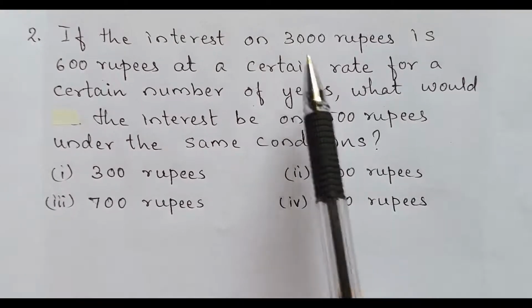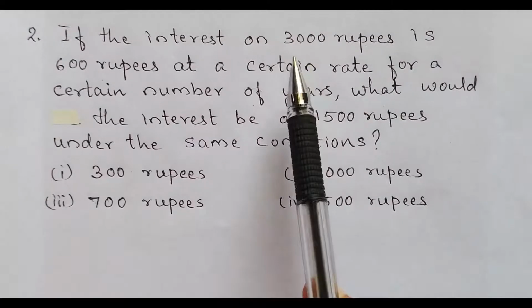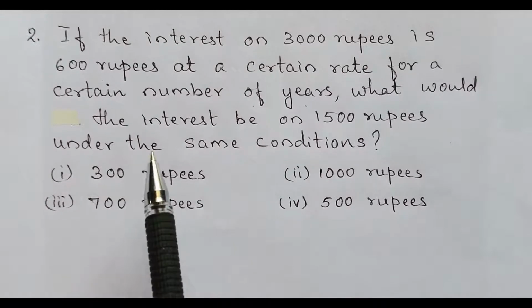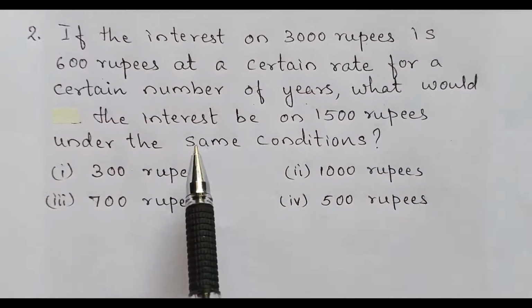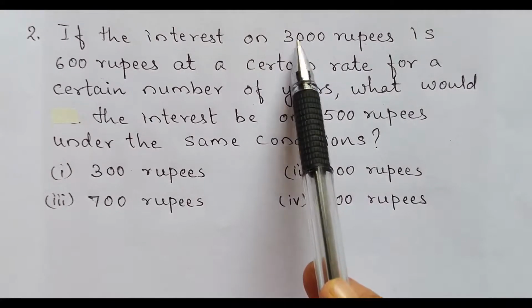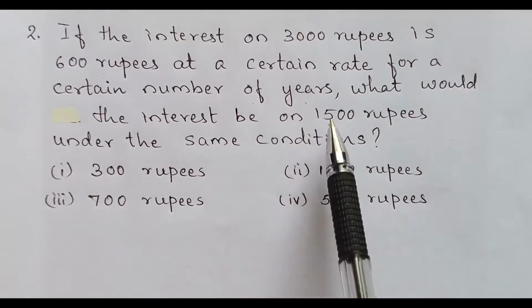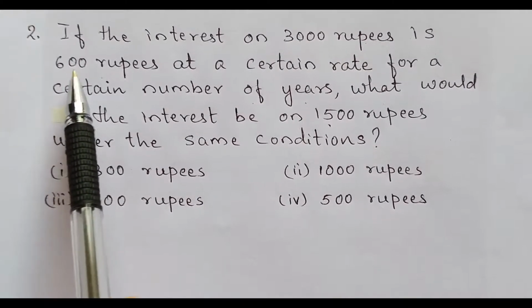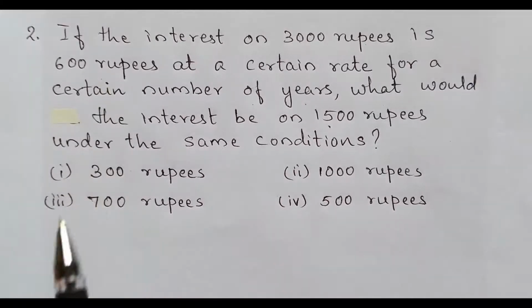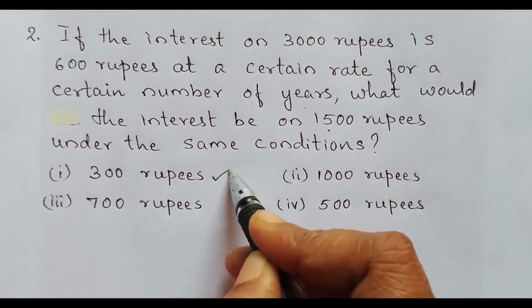Now we know that the principal and the interest are directly proportional. That means when the principal increases, the interest also will increase, and when the principal decreases, the interest also will decrease. Now here the principal has changed from 3000 rupees to 1500 rupees. That means the principal has become half of the initial amount. So the interest also will reduce by half. What is half of 600? Yes, 300. So your option is 300 rupees. So this is your right answer.